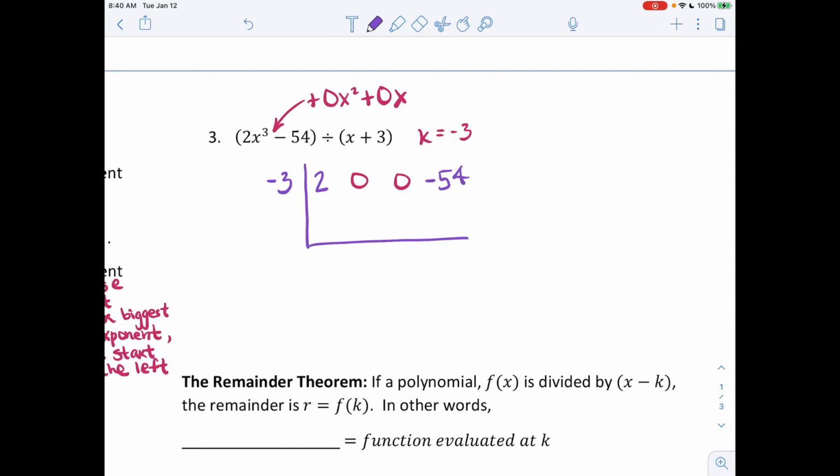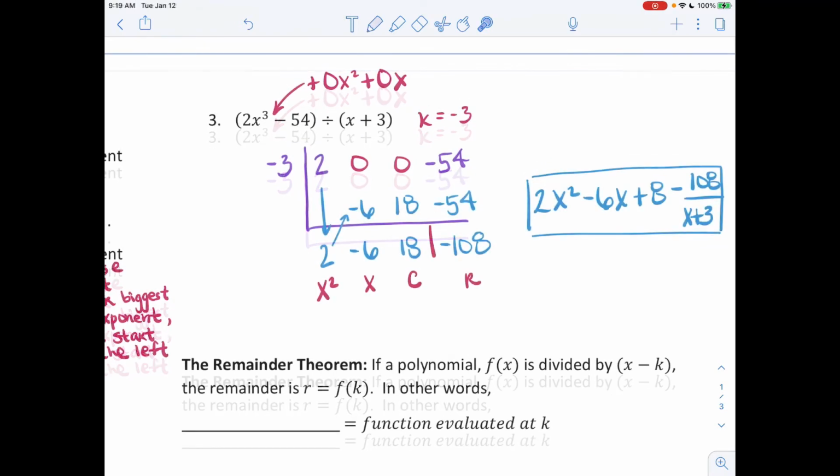So now that we have everything set up, it's going to work the same way that the previous ones have worked. So I want you to again practice: bring down, multiply, add, multiply, add, multiply, add until you identify all of your quotient and remainder, and then go ahead and write your final answer. Let's take a look at this one and see how you did.